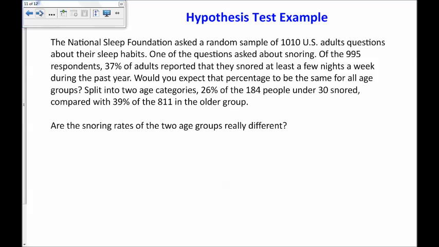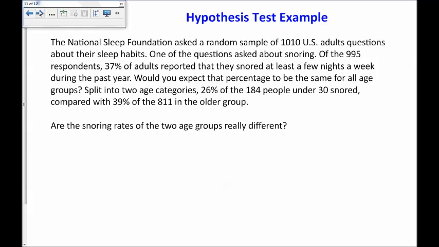So here is an example of a hypothesis test. The National Sleep Foundation asked a random sample of 1,010 US adults questions about their sleep habits. One of the questions asked about snoring. Of the 995 respondents, 37% of adults reported that they snored at least a few nights a week during the past year. Would you expect that percentage to be the same for all age groups?